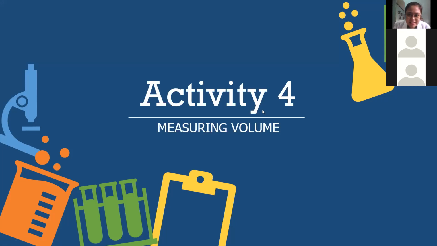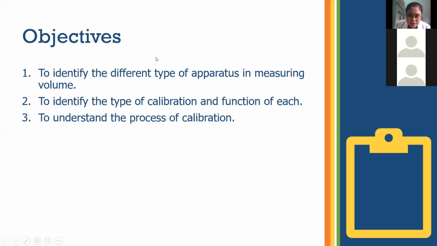Good morning, everyone. We are going to report the activity for measuring volume. The precise measurement of volume is as important to many analytical methods as is the precise measurement of mass. For the objectives: first, to identify the different types of apparatus in measuring volume. Second, to identify the type of calibration and function of each apparatus. And last, to understand the process of calibration.